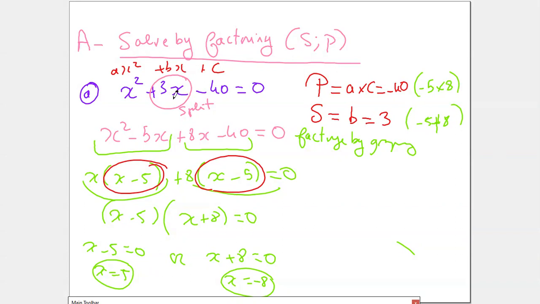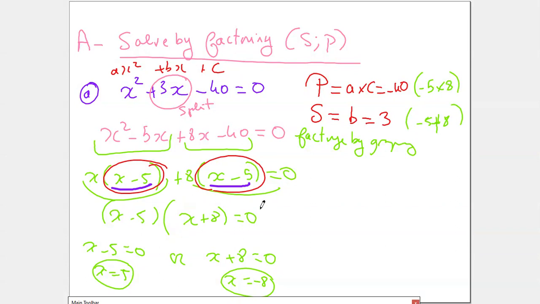Then you decompose, you split 3x as minus 5x plus 8x, and then you factorize by grouping. I have a visible factor between x squared and minus 5x: x is a factor, x times x minus 5. Plus here I have 8 times x minus 5. Now I can see that I have a visible factor between those two terms: x minus 5, times x plus 8.